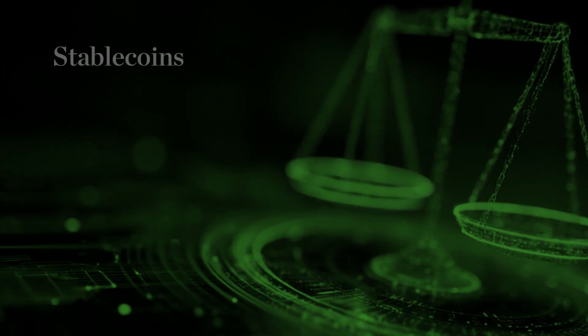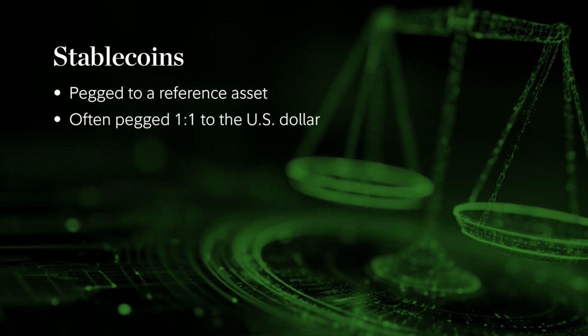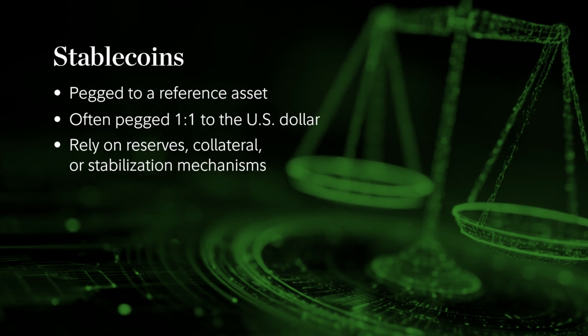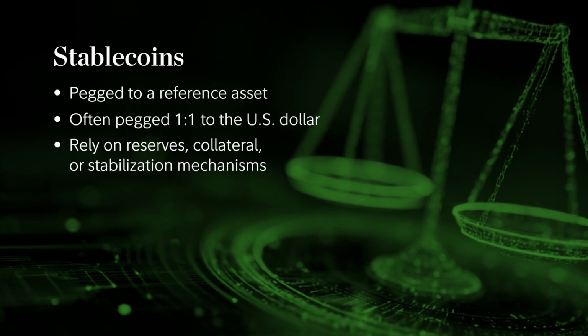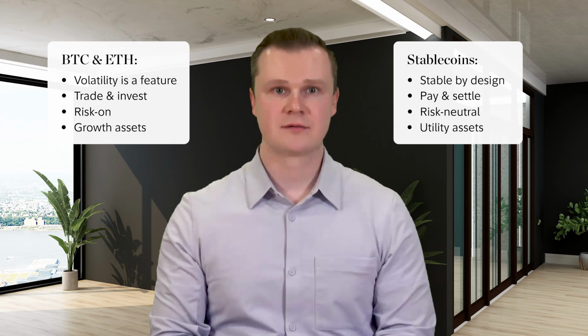The defining feature of a stablecoin is price stability. Instead of floating freely, stablecoins are typically pegged to a reference asset, most often the US dollar, and rely on reserves, collateral, or stabilization mechanisms designed to keep their value anchored around $1. This difference in design leads to a difference in function. While Bitcoin and Ether are primarily investment or network assets, stablecoins are transactional. They're built for payments, settlement, and liquidity, not speculation.